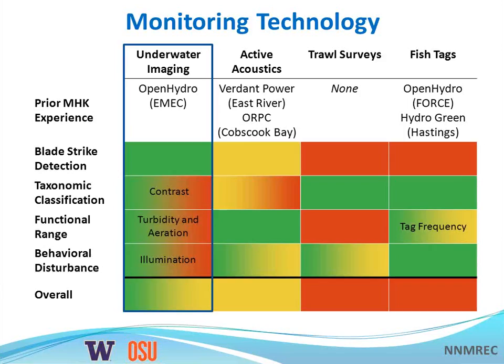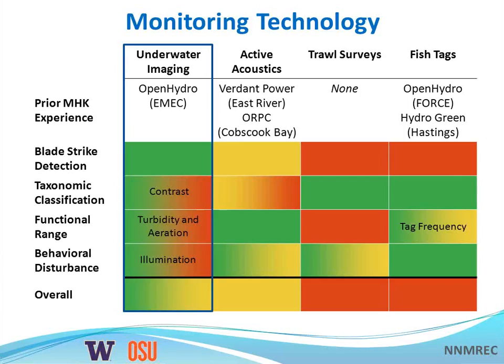Depending on the turbidity and aeration in the water column, the functional range can be on the order of several meters. And the behavioral disturbance, if there's no illumination required, is quite low, but in our case, given our water depth, illumination is required, and so there is the potential for behavioral disturbance associated with that.